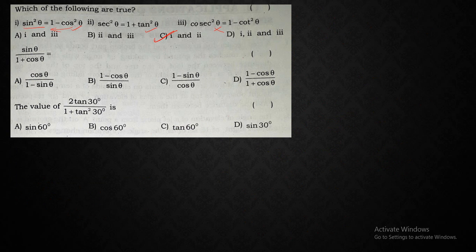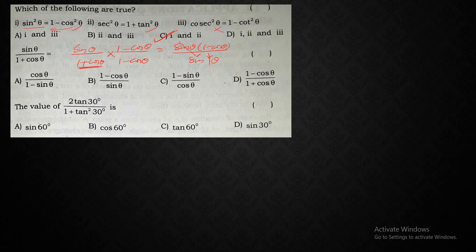Option C. Next, sin theta by 1 plus cos theta is equal to, so this is the question. Then what we are going to do is simply multiply with its conjugate. So 1 plus cos theta conjugate is 1 minus cos theta. So when I multiply with 1 minus cos theta, in the numerator I get sin theta into 1 minus cos theta divided by 1 plus cos theta into 1 minus cos theta, which is 1 minus cos square theta. So 1 minus cos square theta I can write as sin square theta.